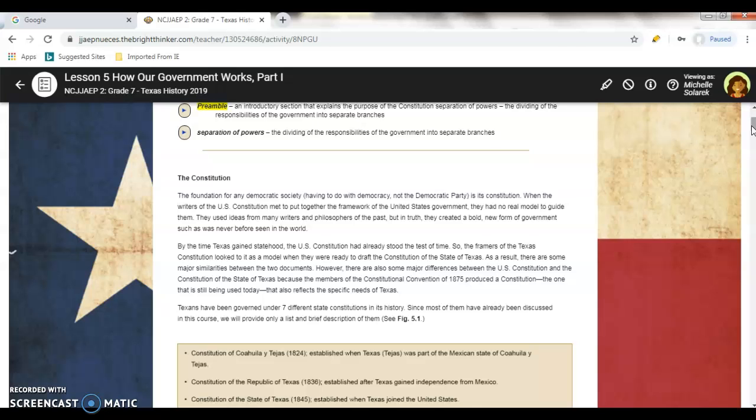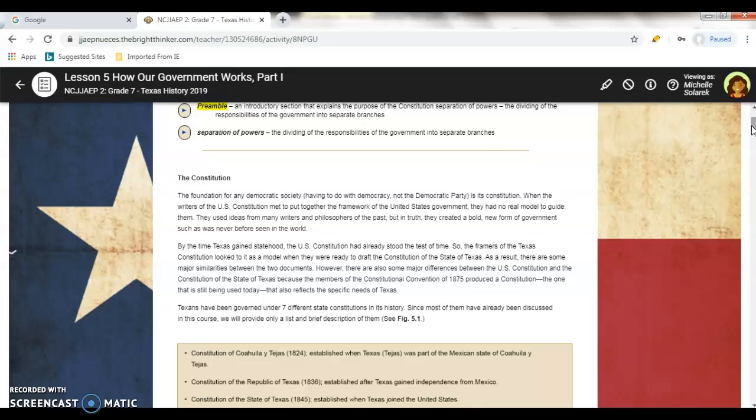By the time Texas gained statehood, the U.S. Constitution had already stood the test of time, so the framers of the Texas Constitution looked at it as a model when they were ready to draft the Constitution of the State of Texas. As a result, there are some major similarities between the two documents. However, there are also some major differences, because the members of the Constitutional Convention of 1875 produced a constitution, the one still being used today, that also reflects the specific needs of Texas.